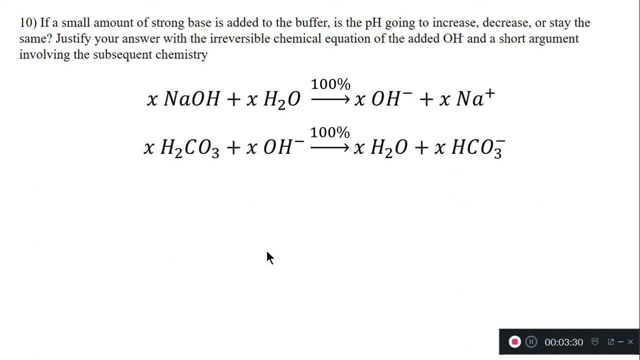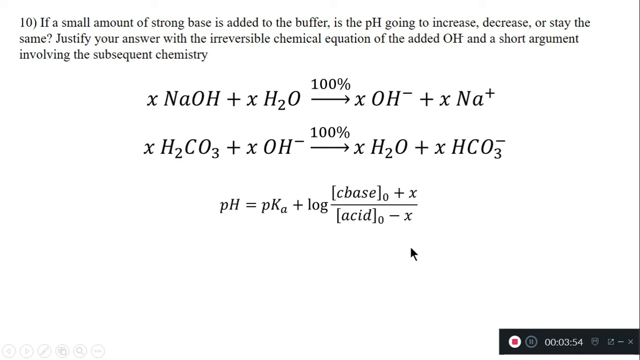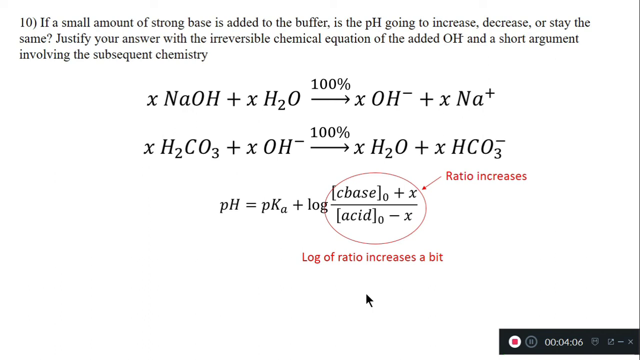And then that hydroxide ion can react with the carbonic acid, producing more of the hydrogen carbonate ion. So my carbonic acid concentration is going to decrease a little bit because I'm reacting it away, and my hydrogen carbonate ion, my conjugate base concentration, is going to increase a little bit because it was produced in the reaction with the hydroxide ion. So the top value is going to go up, the bottom value is going to go down. Overall, the ratio is going to go up a bit, and when I take the log, that's going to go up a bit. So my pH is going to increase a little bit. Therefore, I expect that the pH will increase slightly.